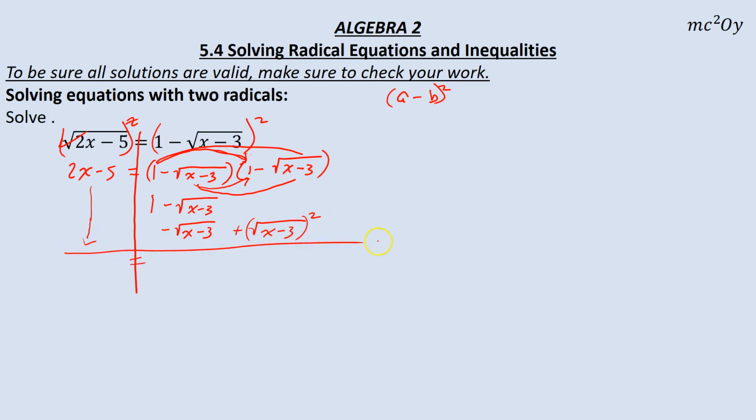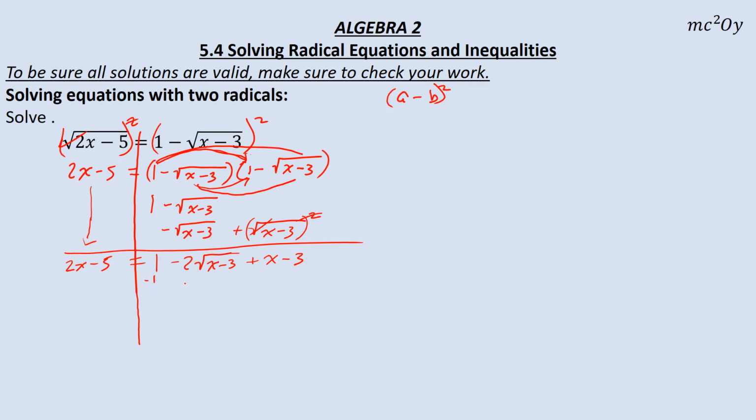So we have 2x minus 5. And on the right side, we have 1 minus 2 times root x minus 3. And when you square a root, you get what's in there, so you get plus x minus 3. All right, I look at this and I see I have a radical again. So I'm going to move everything away from the radical again, to the left side except for the radical. Well, the radical and the 2 that's attached, but I'll explain that in a minute.